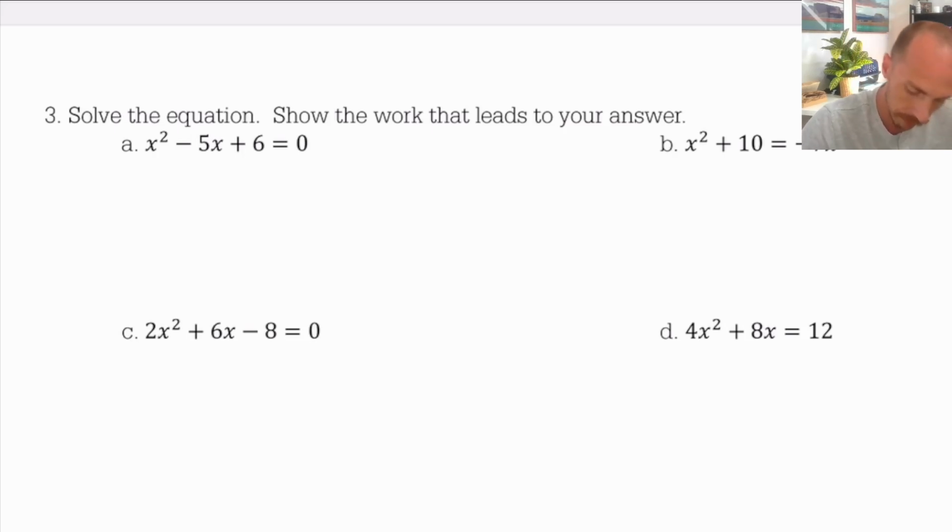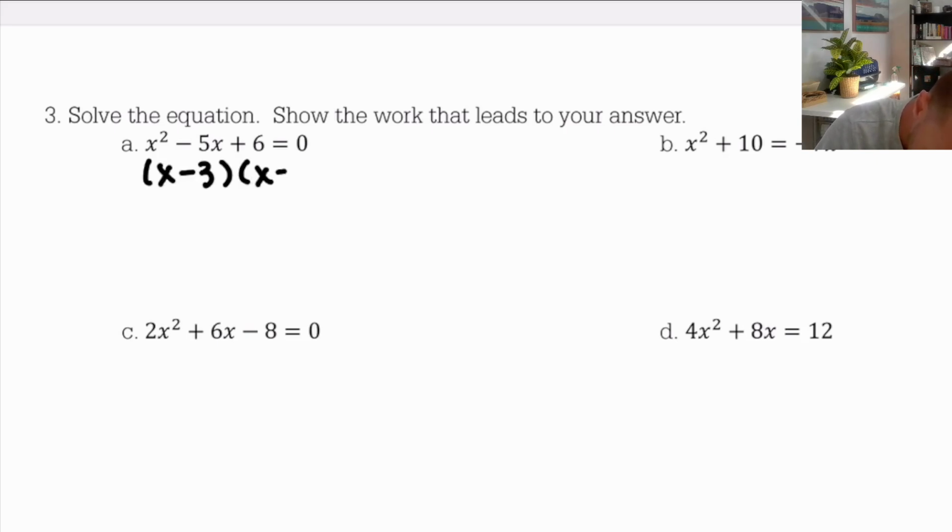So x squared minus 5x plus 6 equals 0. We're looking for two numbers that multiply to positive 6, add to negative 5. I'm thinking negative 3 and negative 2. That will be giving me either x equals 3 or x equals 2.